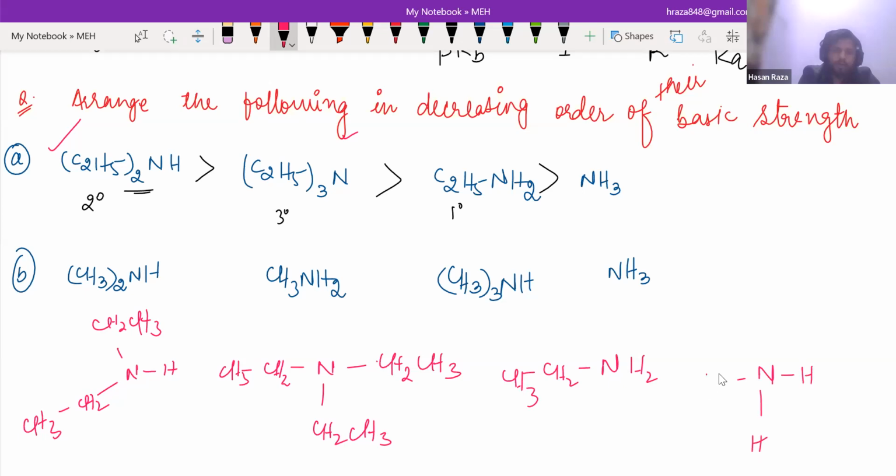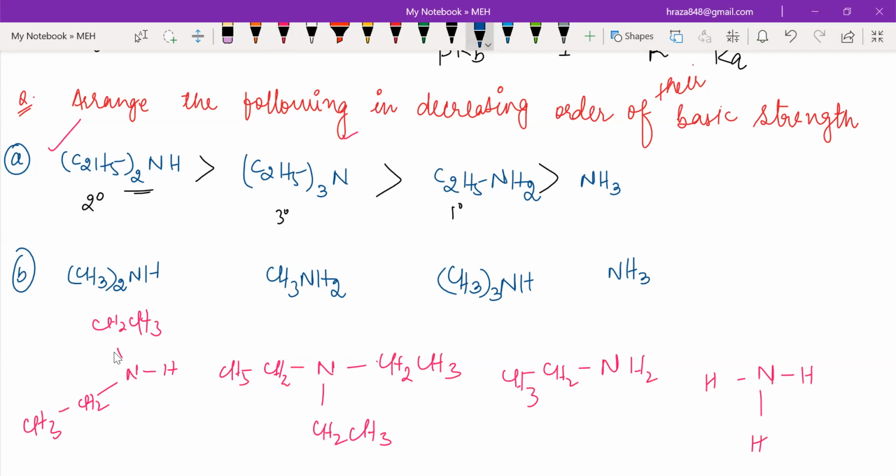So basicity is directly proportional to the plus I effect. You can see the plus I in this will be from two sides, and here it will be from three sides and one side. So this should be the most basic, yes or no? Yes, sir. But the solvation, the solubility, will be lesser here. It is not that stable due to steric hindrance. So secondary is dominant over tertiary, then tertiary comes, then primary, and after that NH3.